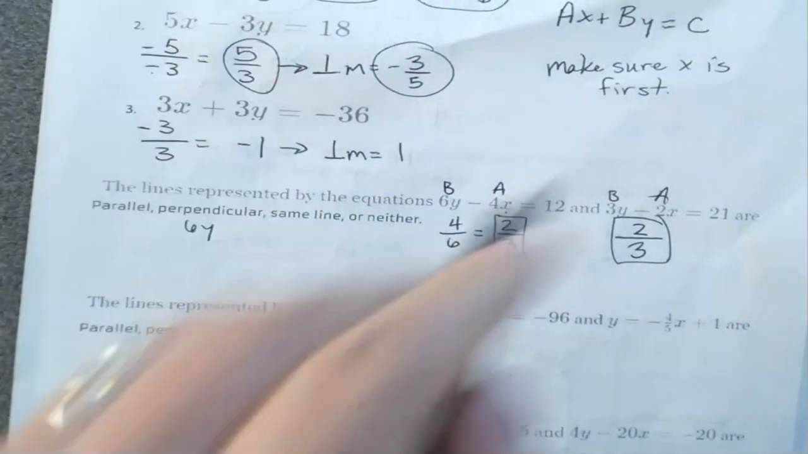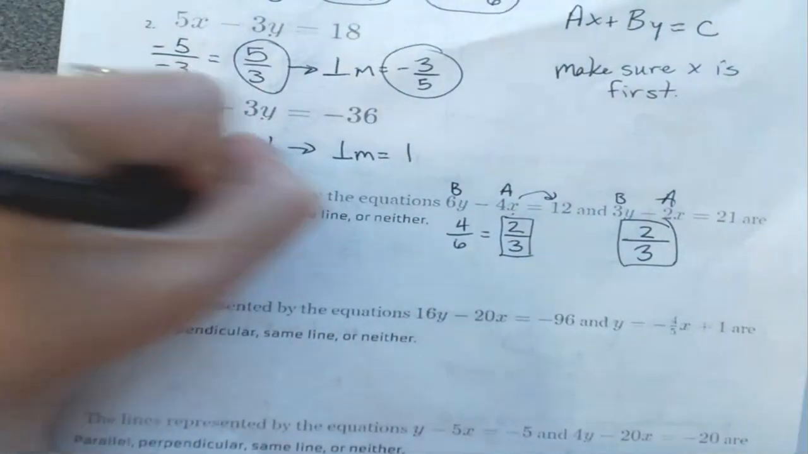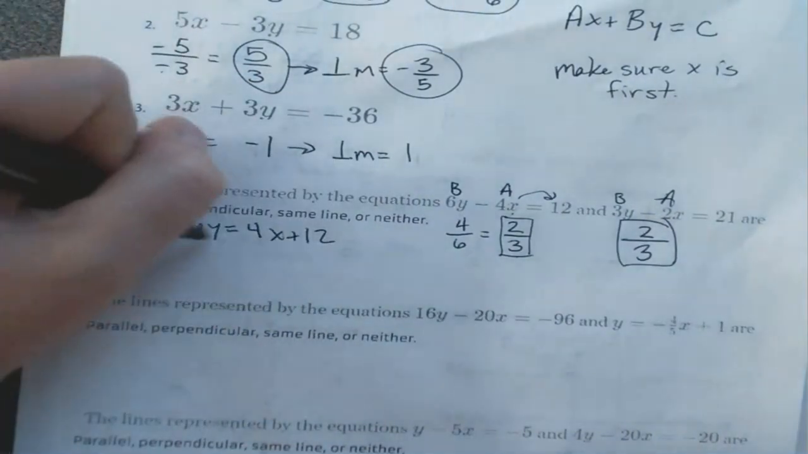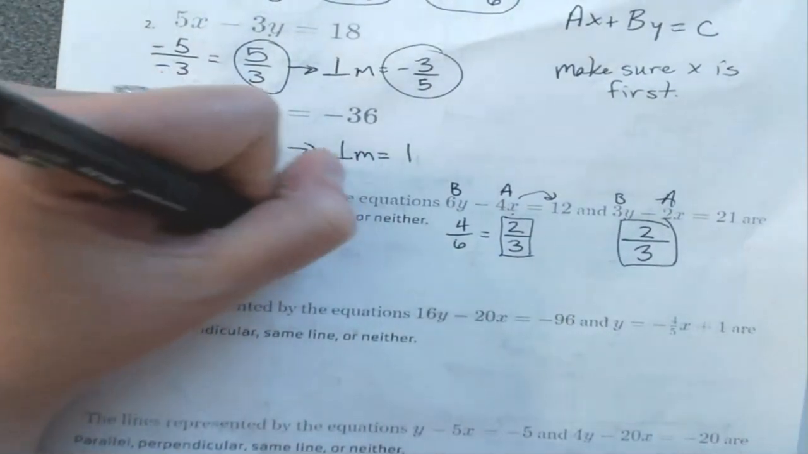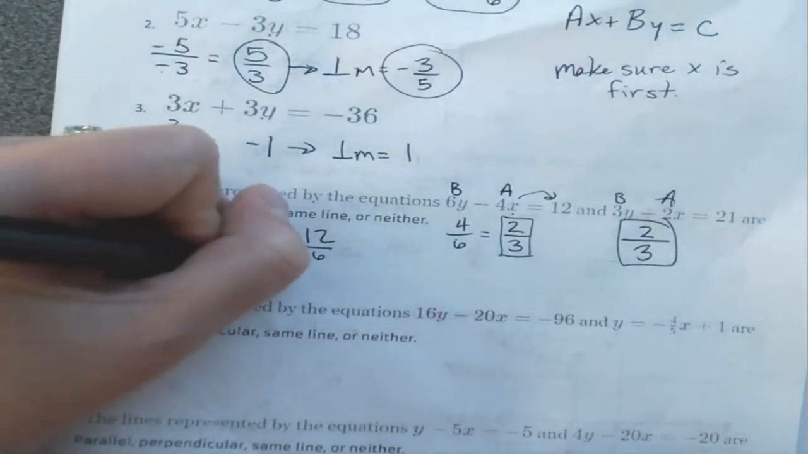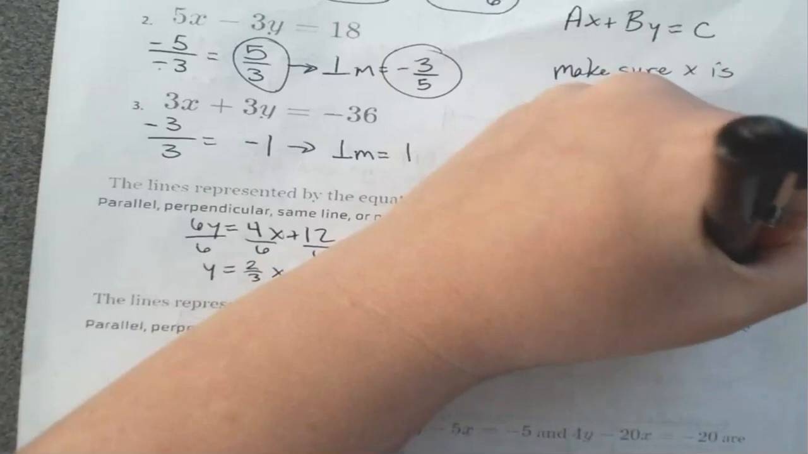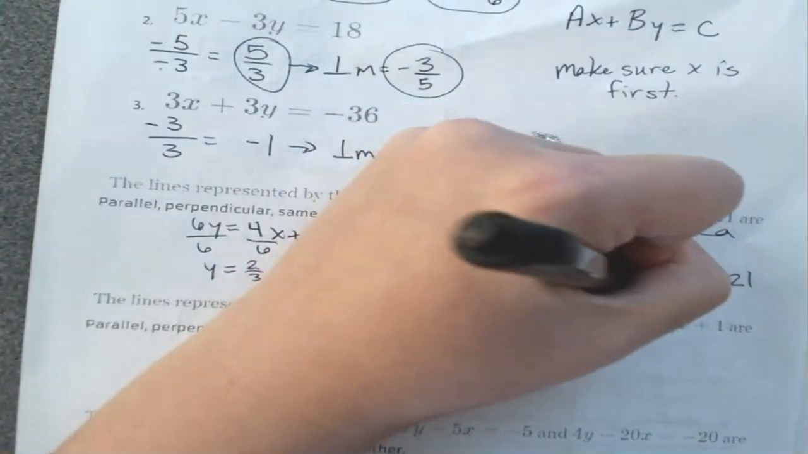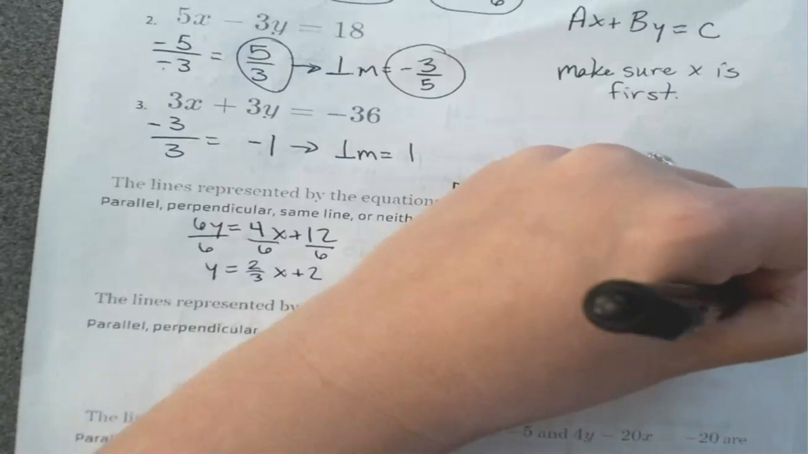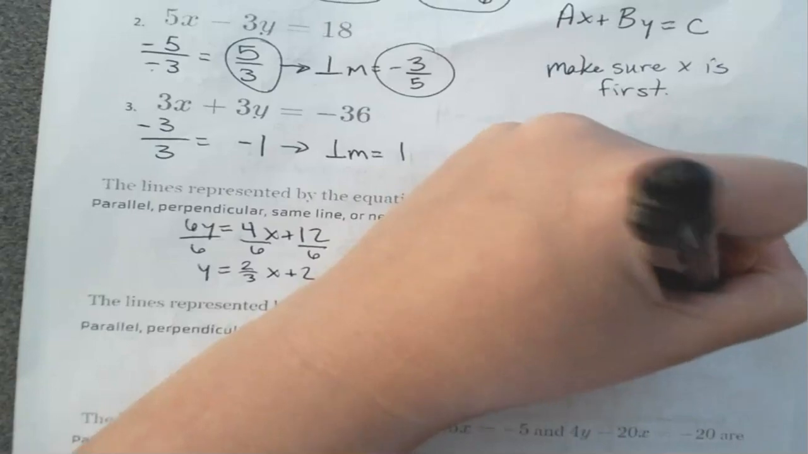So 6y minus 4x, we're going to move the 4x over. 6y equals 4x plus 12. And then we're going to divide by 6 on both sides. So y equals 2/3 x plus 2. We're going to do the same thing for this line. We're going to move this over. 3y equals 2x plus 21. We're going to divide by 3. Y equals 2/3 x plus 7.